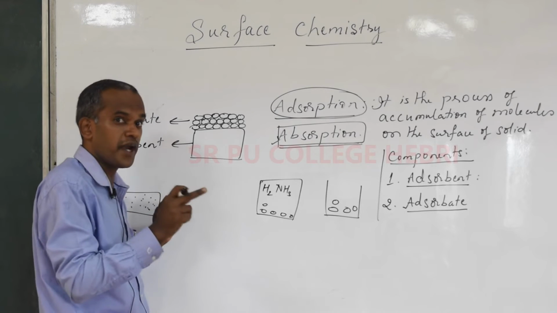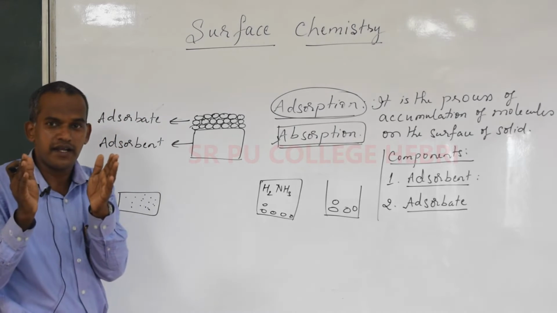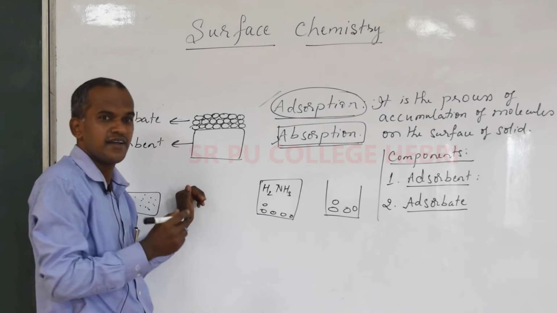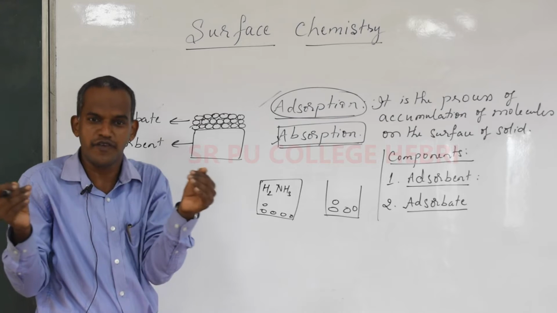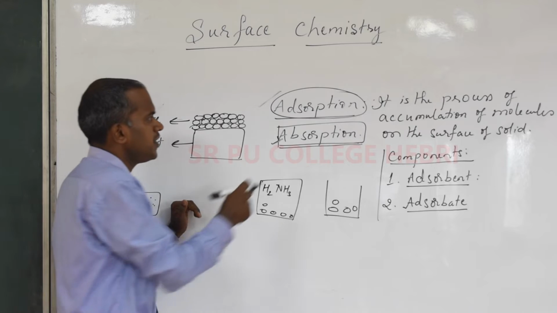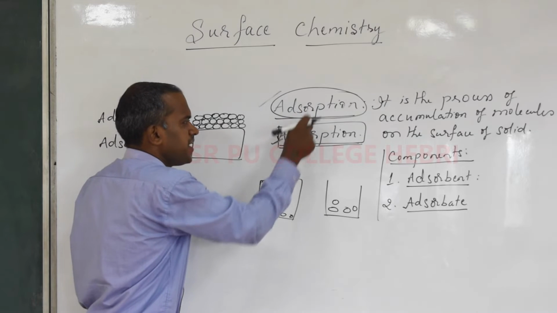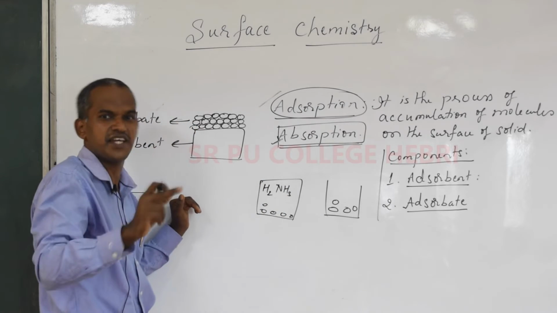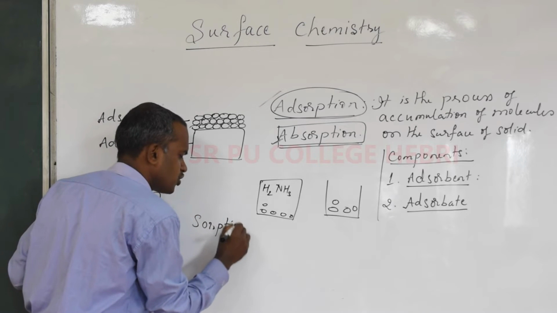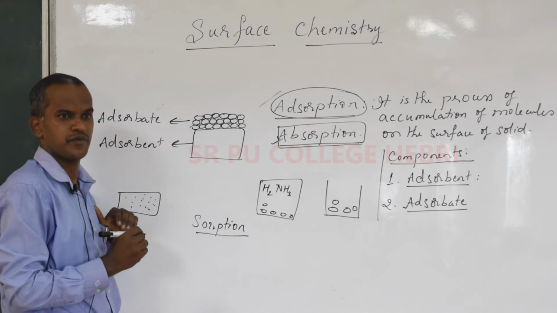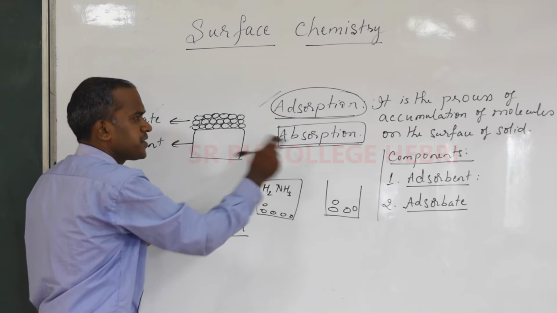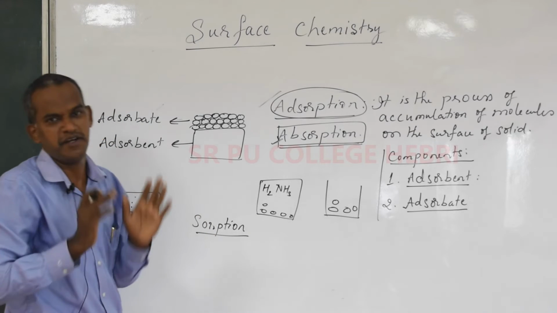Now, here what happened? The colored particles are accumulating on the surface. That was an adsorption phenomenon. And the solvent particles are moving into the surface. That is absorption. Now, if both adsorption and absorption are taking place simultaneously, then that process is called sorption. Sorption is a process where both adsorption and absorption take place simultaneously.